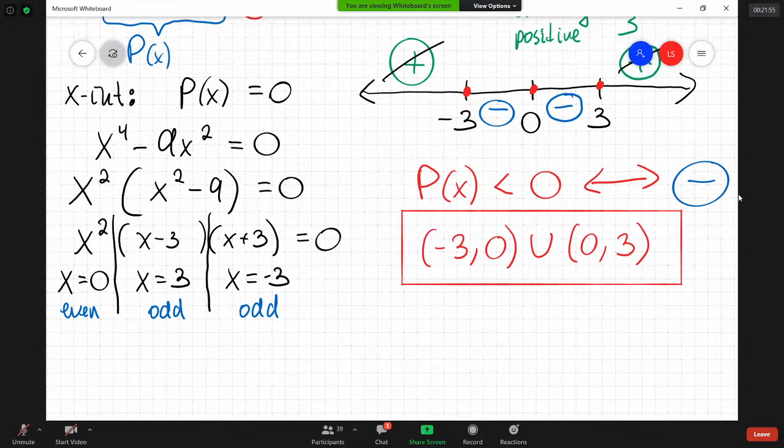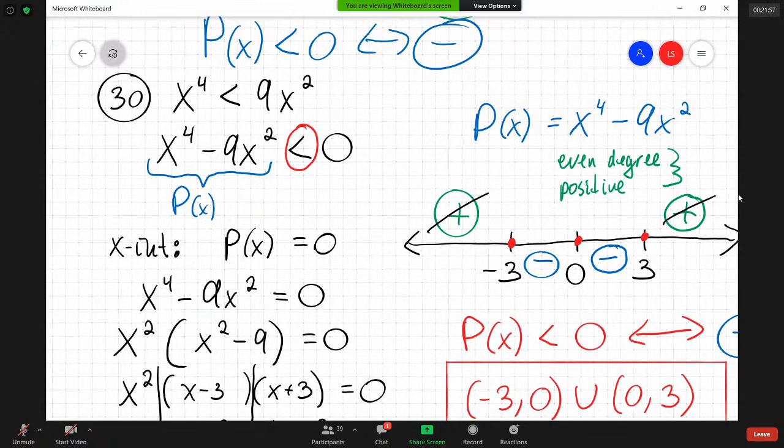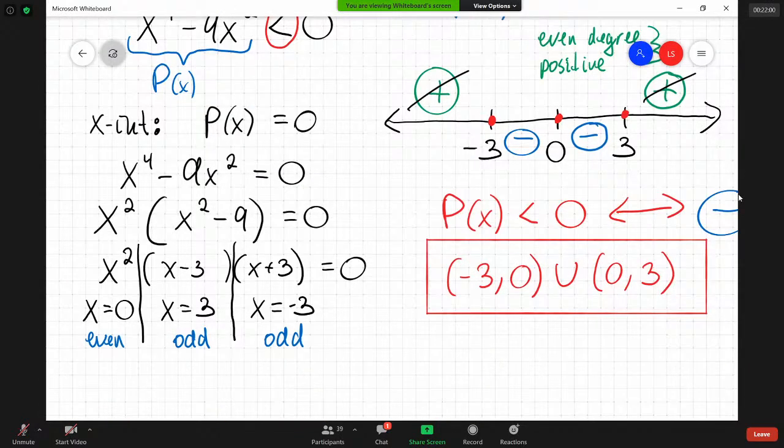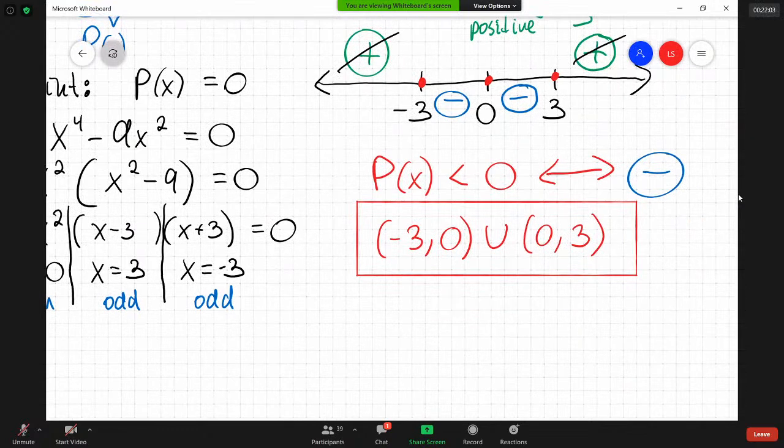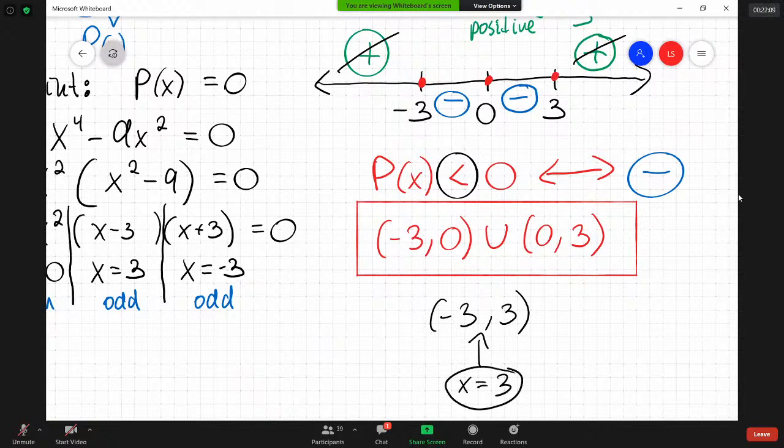So this is part A. Professor, why can't you just say it's from -3 to 3? The reason is this guy. If I say it's from -3 to 3, then I'm saying that x equals 0 is in that interval, right? But is x equals 0 a solution here? And the answer would be no, because when I plug in 0, I'll get 0. It's one of my x-intercepts. I want strictly less than 0. I don't want equal to 0. Got it. So that's why we would have to split it up.